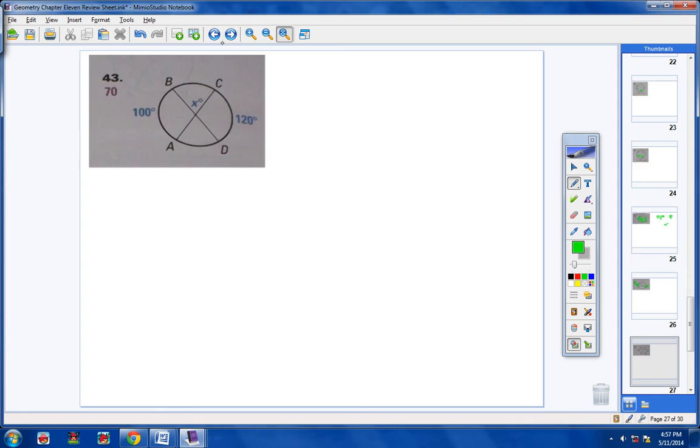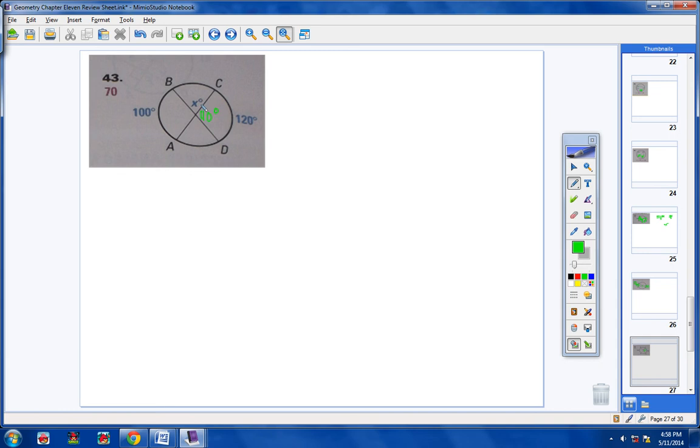Now, number 43, a little different. So be careful here, guys. Don't be tricked, okay? Notice I have this chord here and this chord here intersecting. So if I take 100 plus 120, I get 220, and then divide it by 2 and I get 110. But hold it, notice it's this arc here and this arc here. So when I add those two together and divide by 2 and I get 110, it's referring to this angle here and this angle here, not this angle here. So when I take 100 plus 120, I get 220 divided by 2 is 110 degrees.